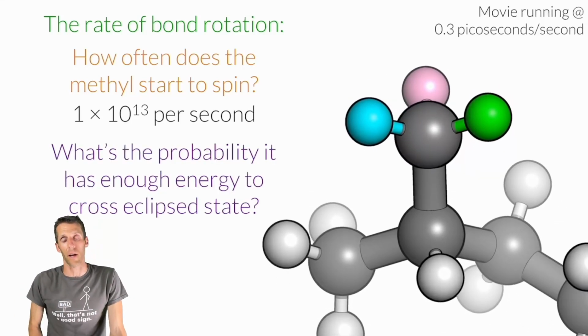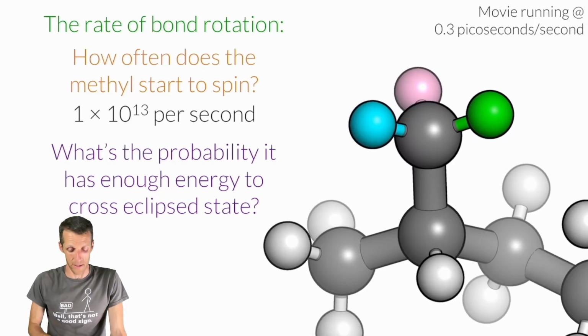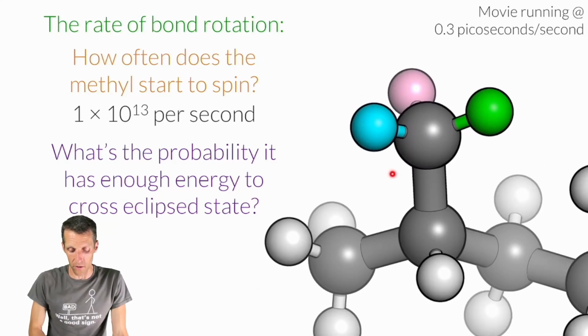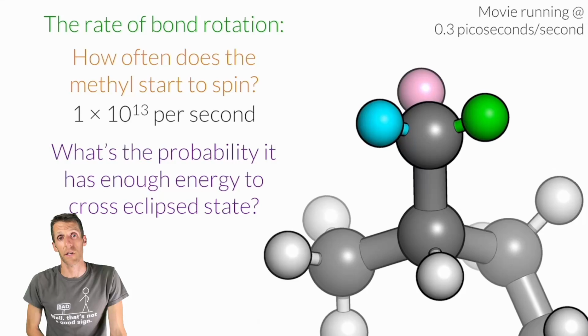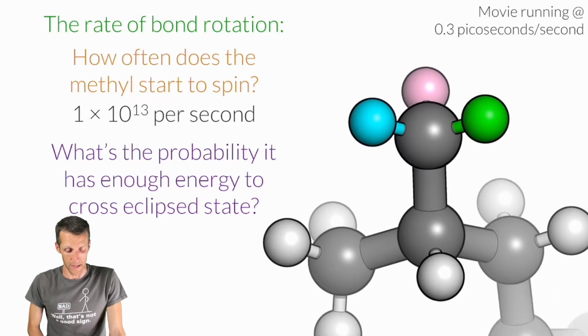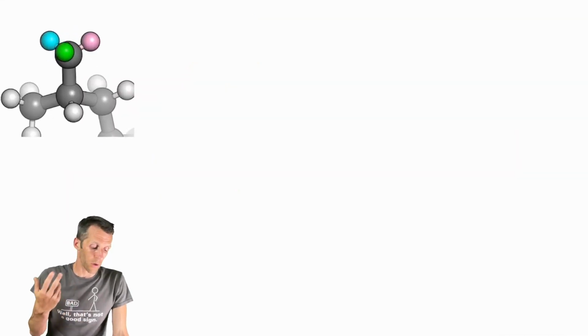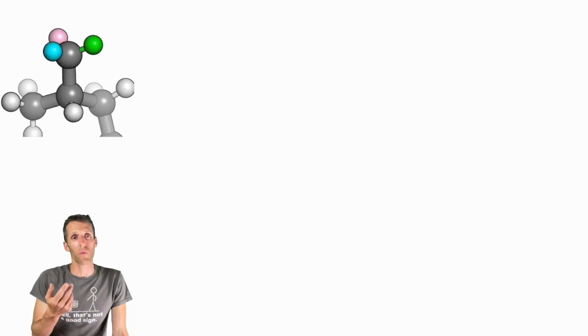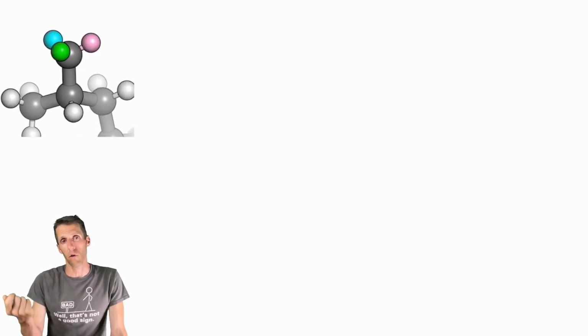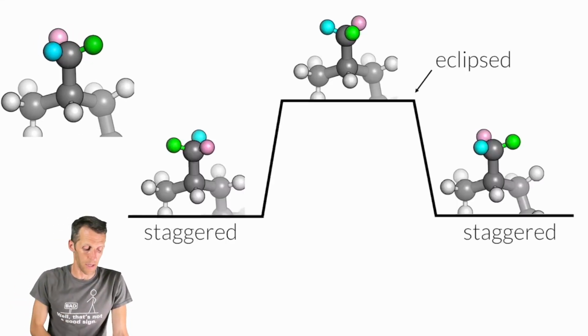Oh my goodness, it just did it. I don't know if you saw that. We're going to go back and watch that in slow motion. But basically, the green just hopped over into this position here. So what's the probability it has that energy? So here's that move in slow motion. We're seeing it going from green, crossing the eclipse state, and then going into the other staggered state.